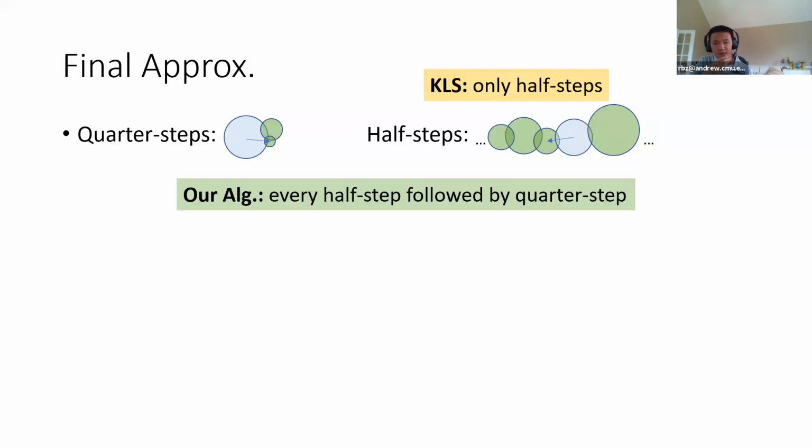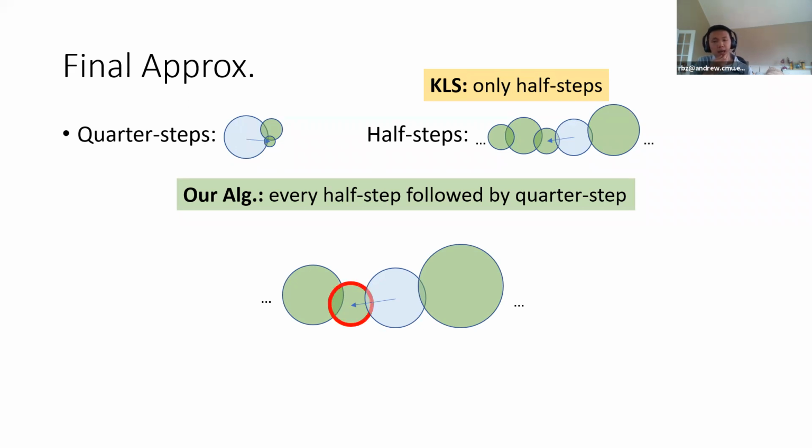In particular, we can show the following. Every half step we subject the client to is followed by a quarter step. And this is where our improved approximation ratio over KLS arises. Let's try to see the advantages of how to prove this. So, suppose a client, this blue one, is subject to a half step in a chain decomposition. So I delete it and send it to its green neighbor, which has half the radius.